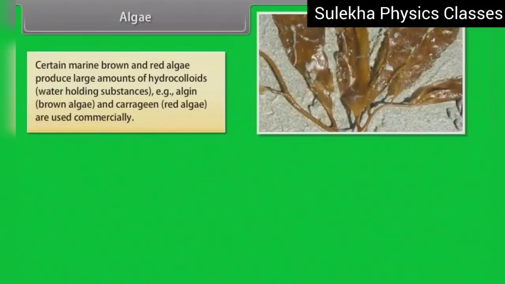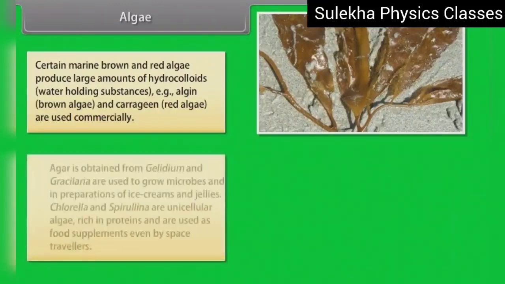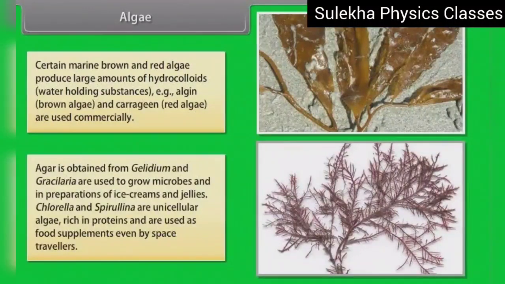Certain marine brown and red algae produce large amounts of hydrocolloids, water-holding substances, that is, algin, from brown algae, and carrageenan, from red algae, which are used commercially. Agar is obtained from Gelidium and Gracilaria and is used to grow microbes and in preparations of ice creams and jellies.